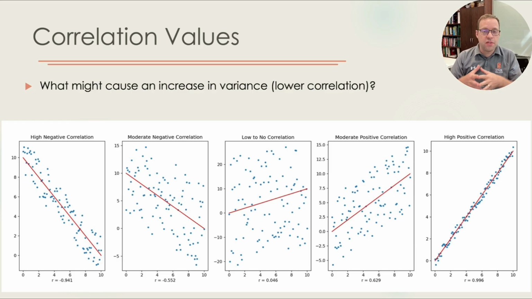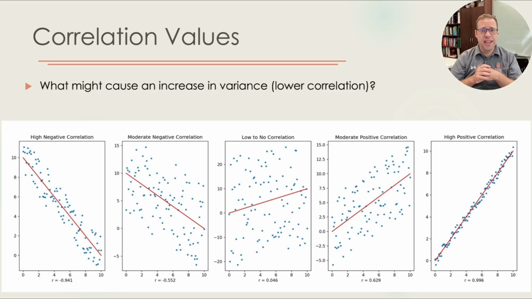Now here, I've shown you this graph already. I showed this to you in another video about correlation itself. And we could see high negative correlations, moderate negative correlations, little to no correlation, moderate positive correlations, and high positive correlations. Again, the high, moderate, and low is how close your data is to the line. The closer that the data follows that line, the higher the correlation is. And then whether it's positive or negative determines whether you're going to have a positive slope or a negative slope.